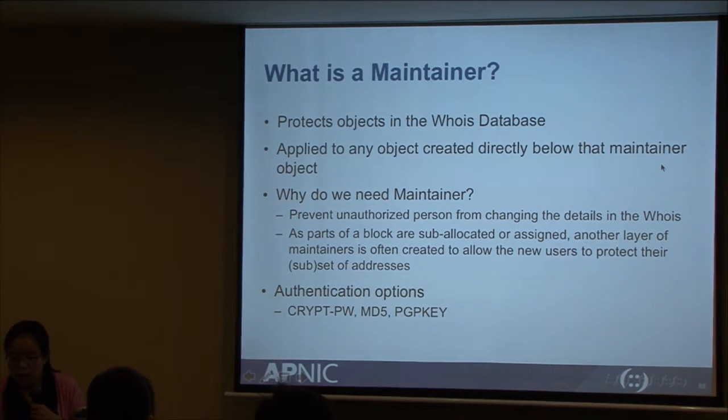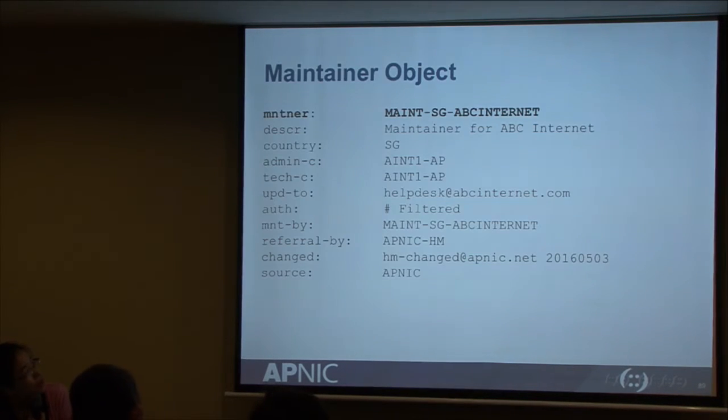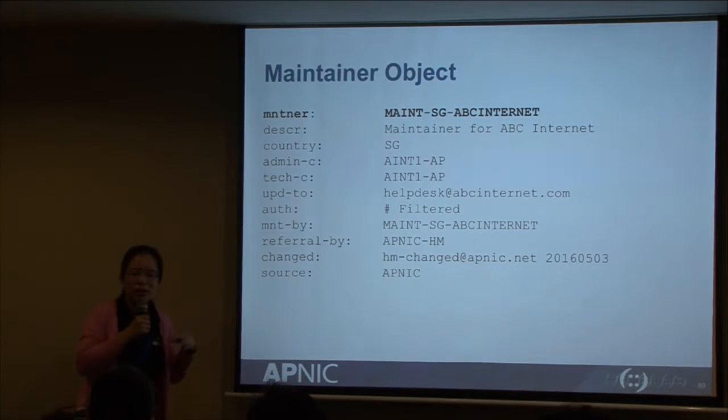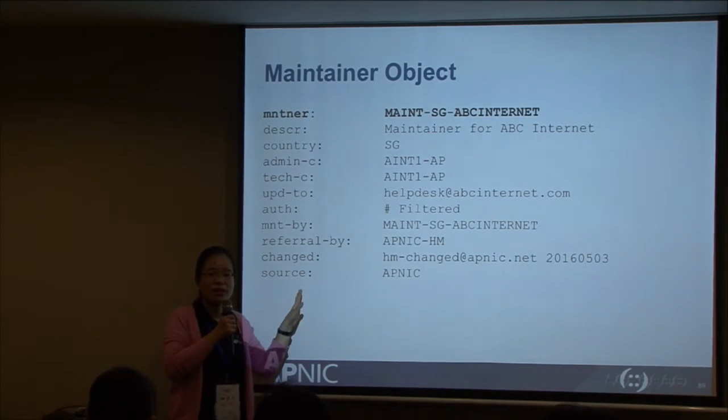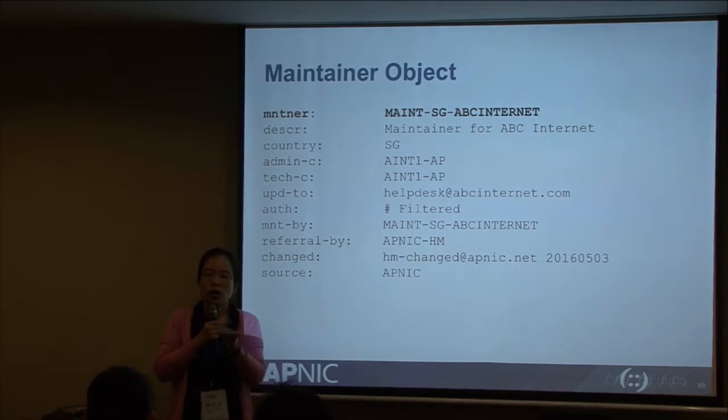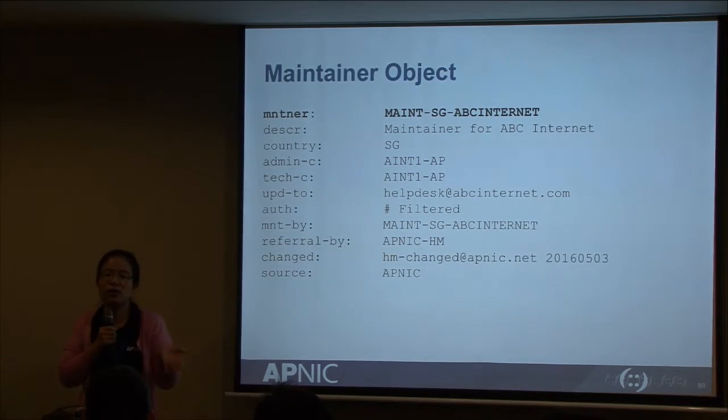Okay, so for the maintainer, maybe later I can open my own My APNIC account to show you. I know some of you are from member companies, but you are not the one maintaining the My APNIC account. So for the maintainer, here is the format. We create that one, and then the admin contact and technical contact are the role objects. The maintainer is mainly used to avoid other people changing your objects. If they don't have the maintainer, they cannot change your objects.